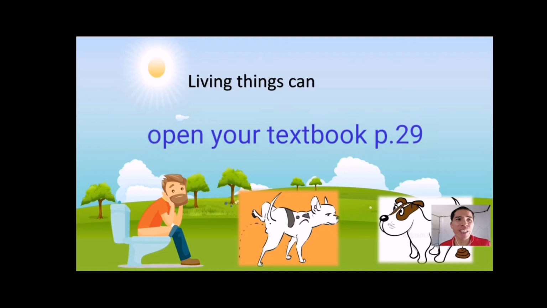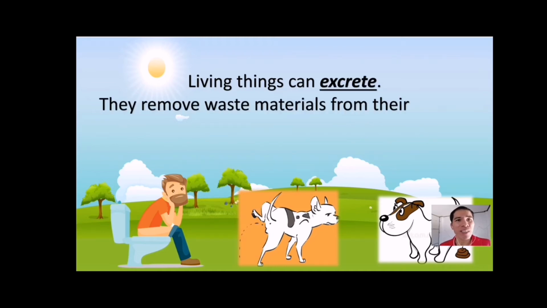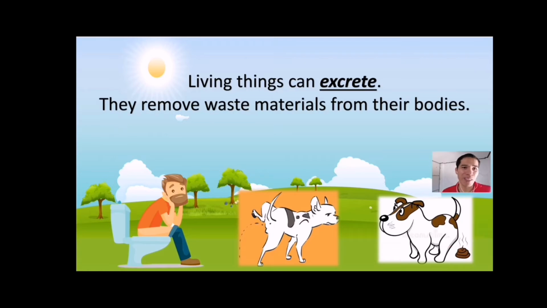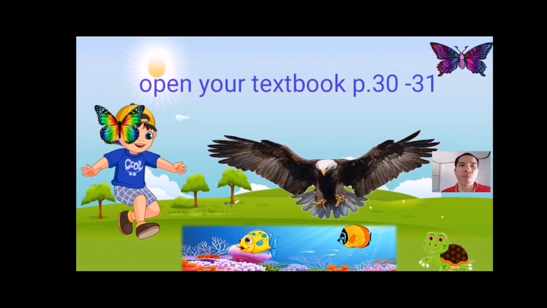So living things can excrete. They remove waste materials from their bodies. Now look on screen. Look at this. We go to the toilet. We release some waste materials. Dogs, animals excrete. Alright?